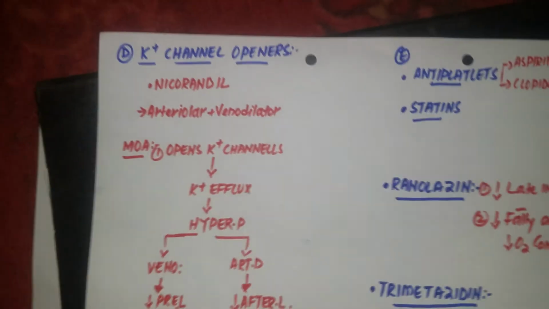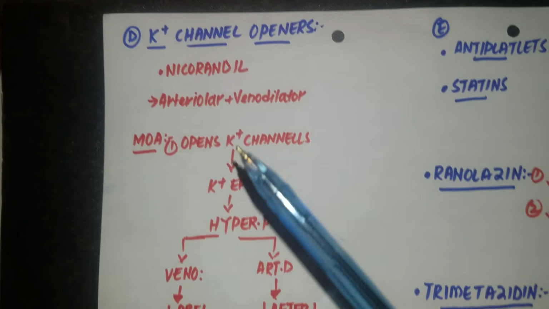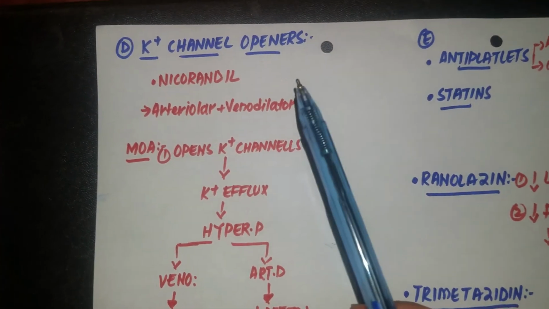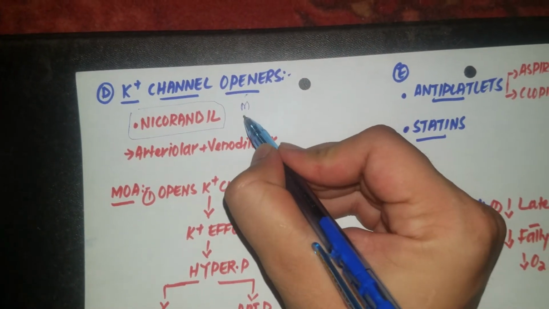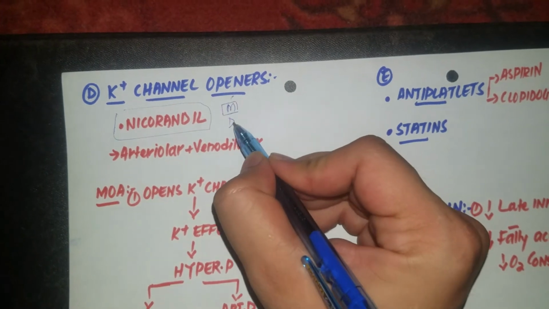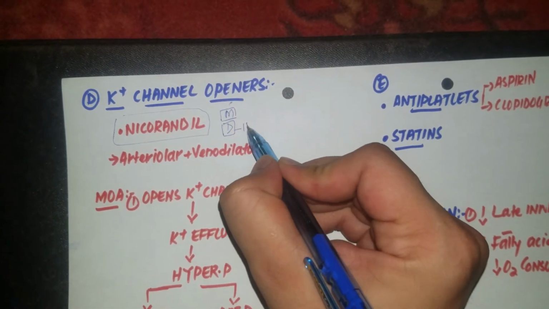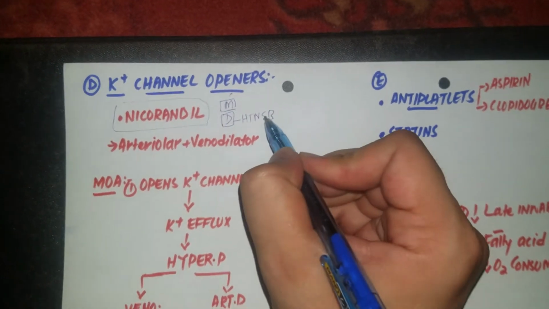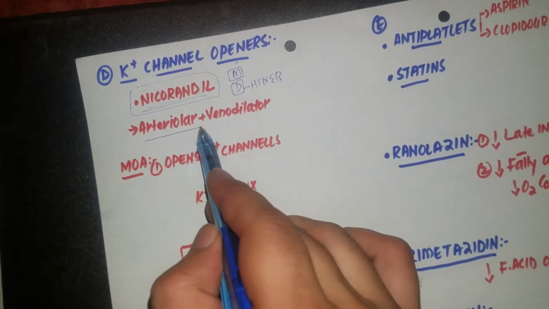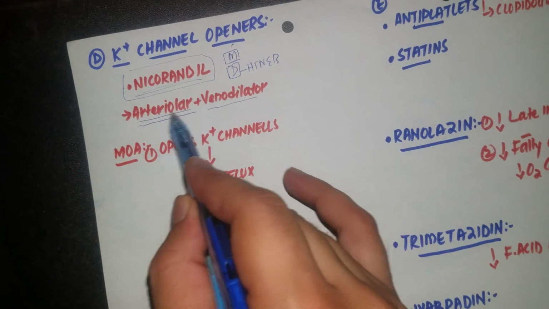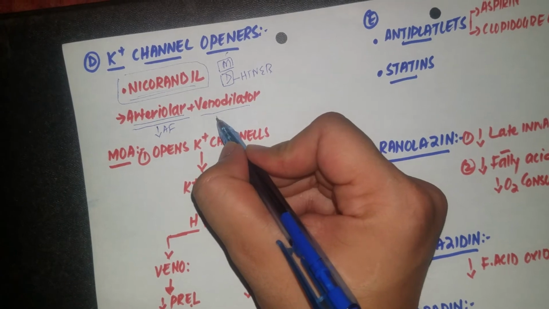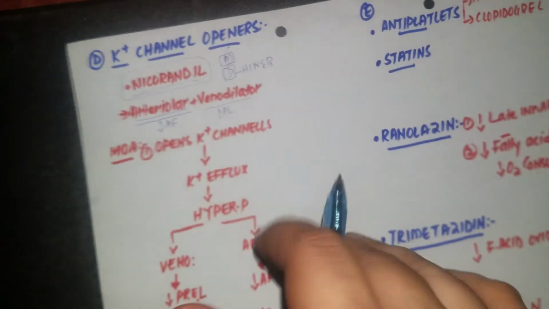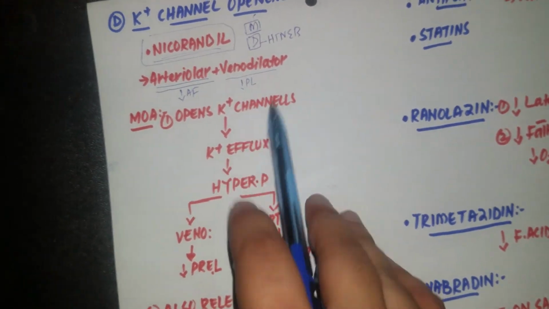Coming toward the fourth group of anti-anginal drugs, which is the potassium channel openers. The single drug here is nicorandil. The other drugs are minoxidil and diazoxide. Minoxidil is used for baldness and diazoxide is used for hypertensive emergencies. The potassium channel opener like nicorandil is an arteriolar dilator and venodilator. As an arteriolar dilator, it will decrease the afterload, and as a venodilator it will decrease the preload. This decreases the work of the heart and decreases the oxygen demand.